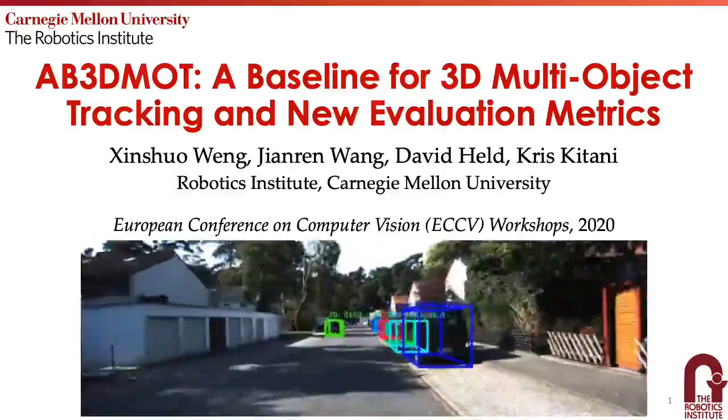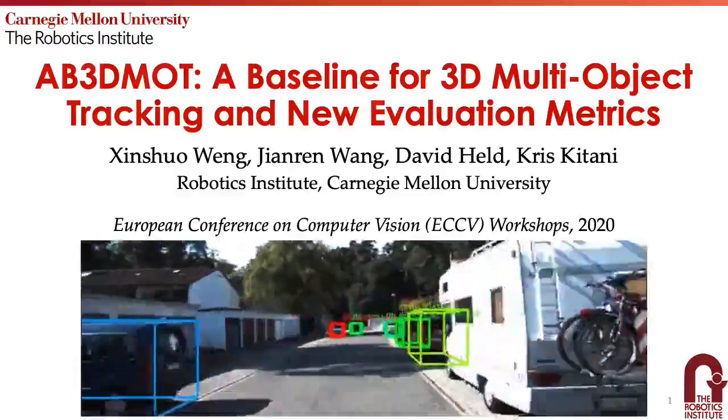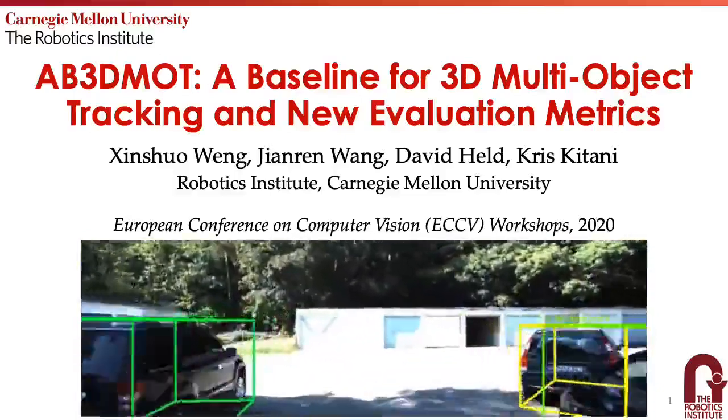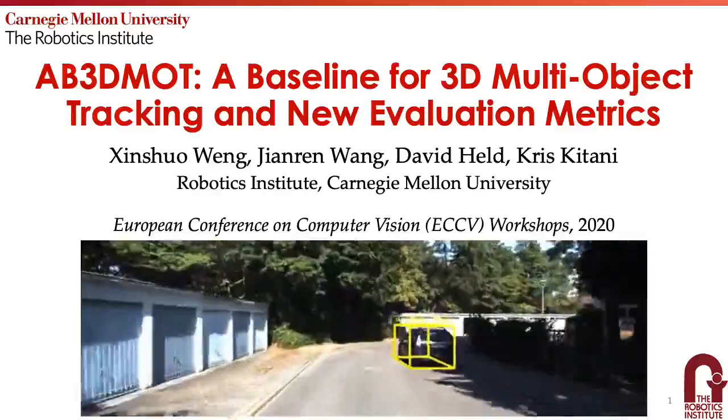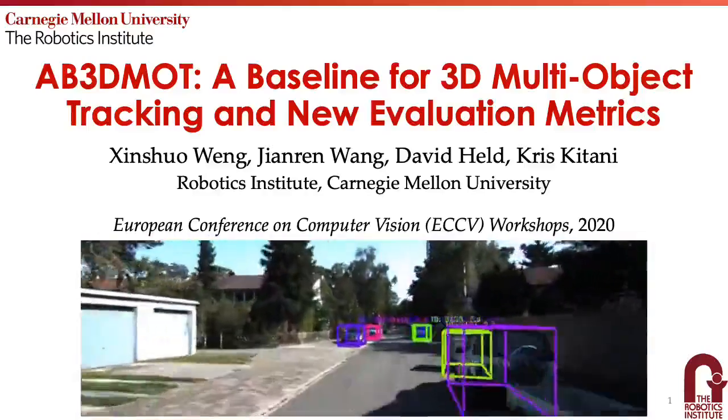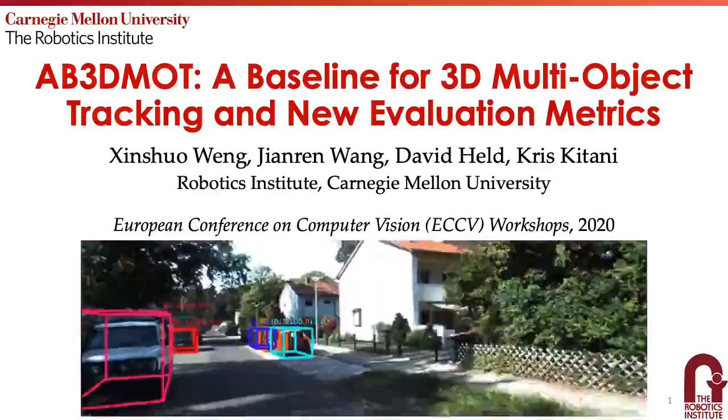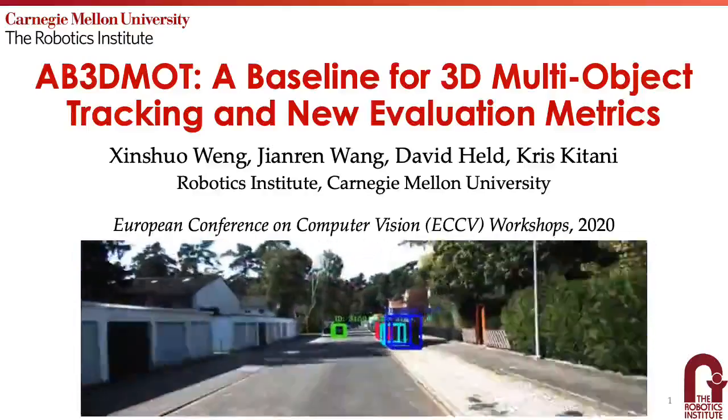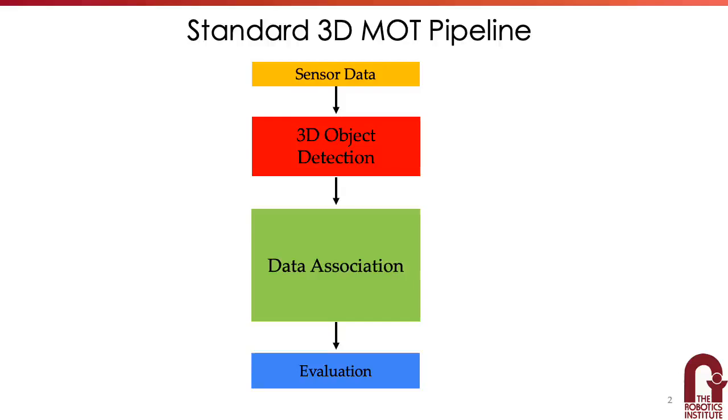AB3DMOT, a baseline for 3D multi-object tracking, and a new evaluation metric. Our work contributes a strong and simple 3D MOT system and a standard 3D MOT evaluation tool. Although there are different categories of 3D MOT methods, recent work tends to focus on this standard tracking-by-detection pipeline to approach 3D multi-object tracking.